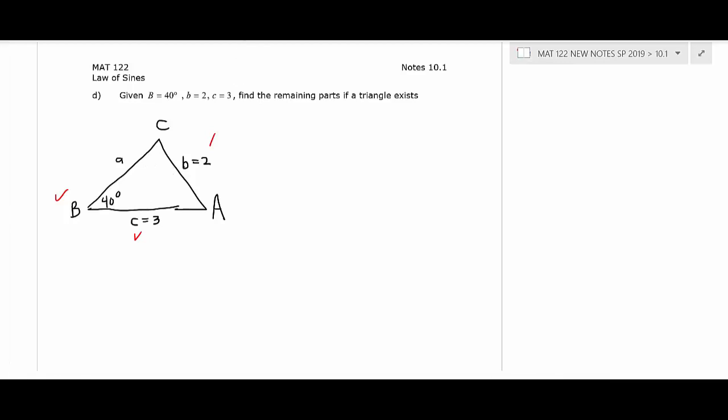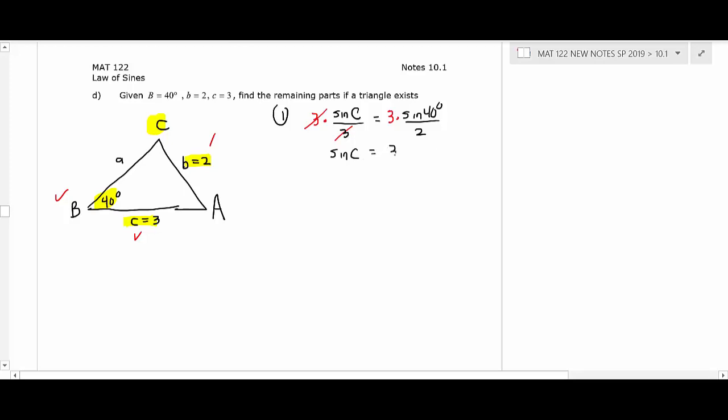All right, so here's what we got to do in this problem. The way to start is to match the angle C with its side, the angle B with its side. So step 1, we need to go ahead and form this ratio. So we're going to have sine of C over 3 is equal to sine of 40 degrees all over 2. Then we're going to solve this particular problem. Okay, I need to multiply both sides by 3 to get the sine of C isolated. So the sine of C is going to be 3 sine 40 over 2.